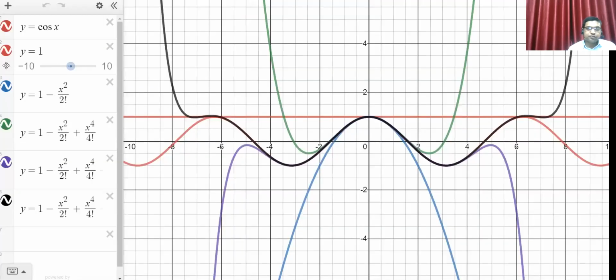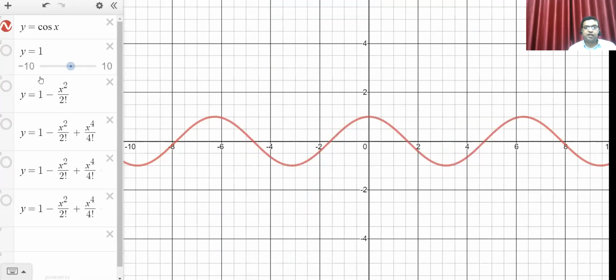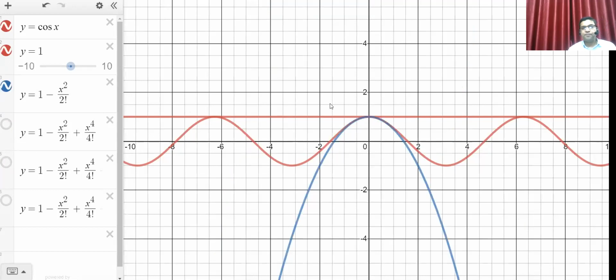So this is cosine. Y equal to 1. It doesn't have any match. It is just like a line. So with the first term, only at x equal to 0 or very close to 0 is there some match. Otherwise, there is no match. But when you take the second term, 1 minus x square by 2 factorial, maybe between minus pi by 4 and pi by 4, around that, you see there is a close match, of course.